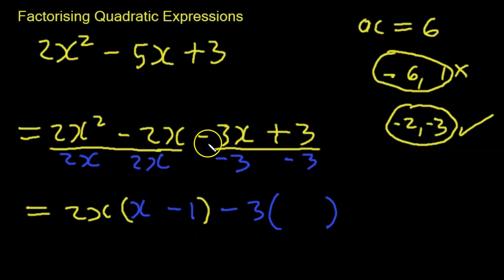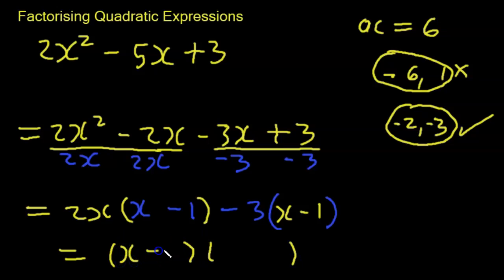So divide this by negative 3, we get what now? Negative 3 divided by negative 3, that's positive 1, so positive 1x. And 3 divided by negative 3, that's negative 1. Now when you're dividing, once the signs are different, the result is negative. So our final answer, we have a common factor, x minus 1.